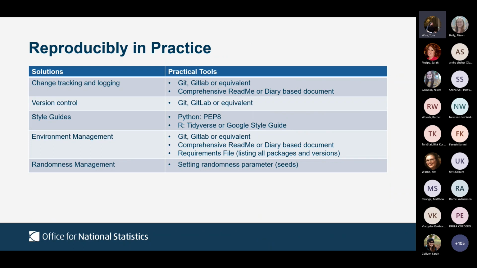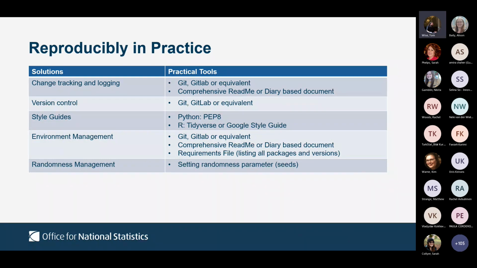How do we do this in practice? We've talked a lot about the theory, but how do we achieve this reproducibility in practice? When we talk about tracking, change tracking and logging, we use GitLab or equivalents. We create comprehensive README or diary-based documentation. We do the same with version control. With our style guides, we can talk about PEP8 or Tidyverse and the Google Style Guide, depending on which language we might be programming in.